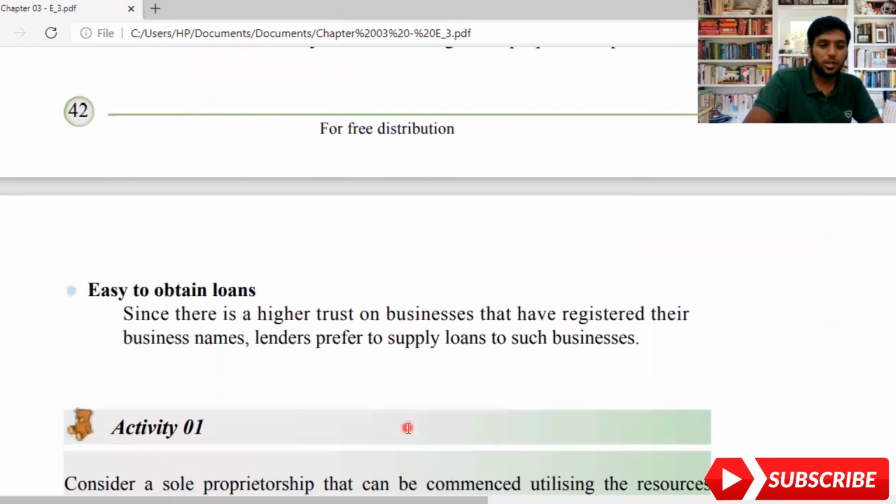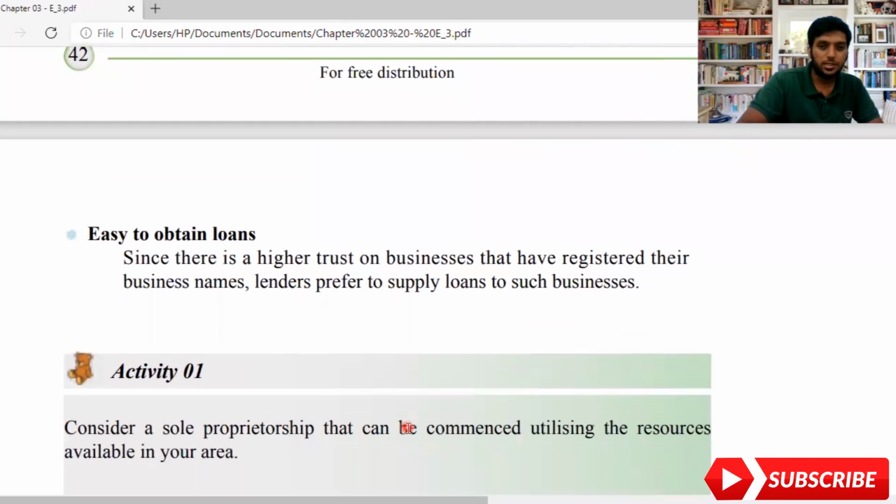Easy to obtain loans. So if you have a registered business and if you have a good plan, you can supply it to others and get loans if your brand is well established. So I hope I have explained all the things relevant to business organization. Knowing this is more than enough for you to score better.